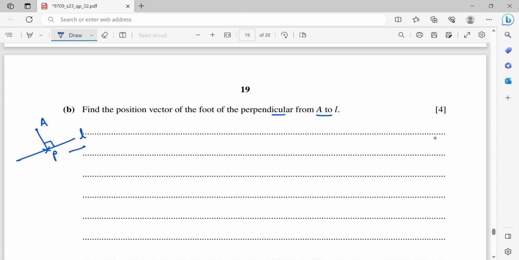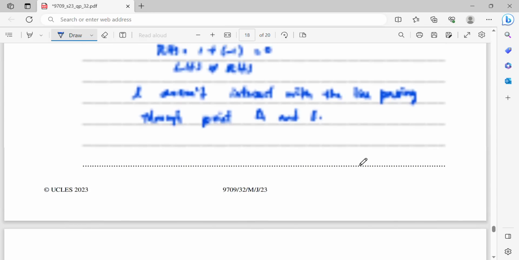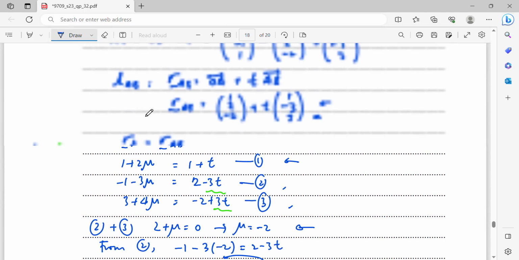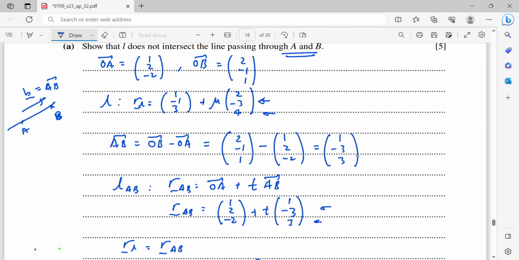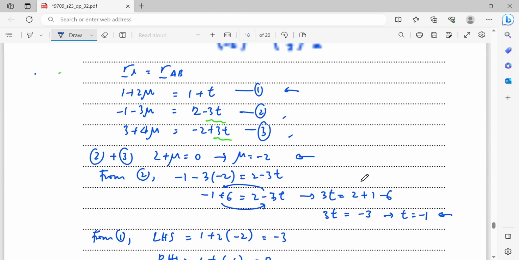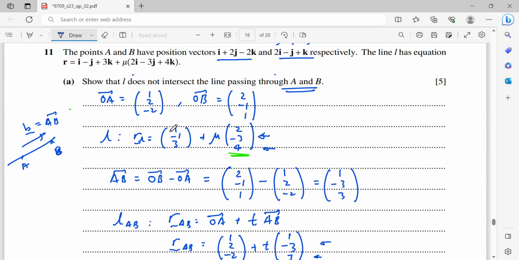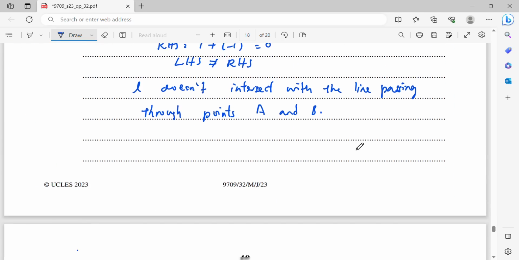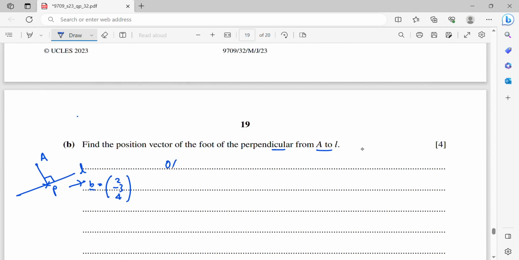So from the L, we know that's the direction vector. Okay, so copy back the direction vector of L. The direction vector of L is basically 2, negative 3, 4. Okay, this is the direction vector. So 2, negative 3, 4. And then the point A, 1, 2, negative 2. So OA is 1, 2, negative 2.